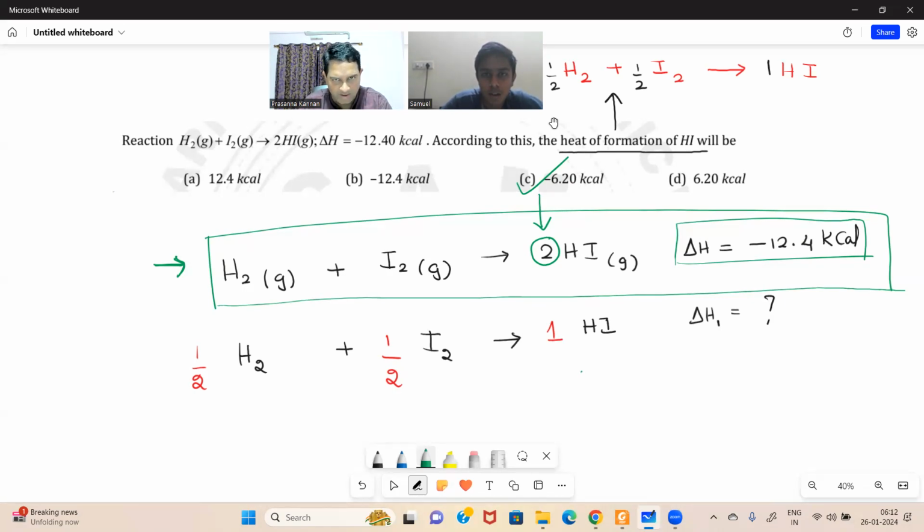In an exothermic reaction, will reactants have greater heat energy or products will have greater heat energy in an exothermic reaction? And why?